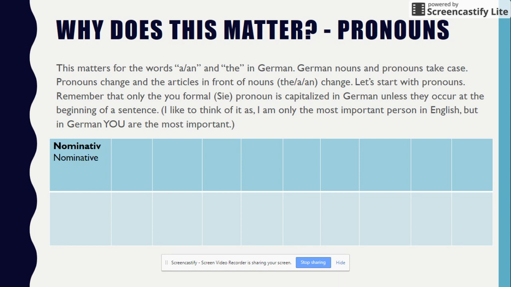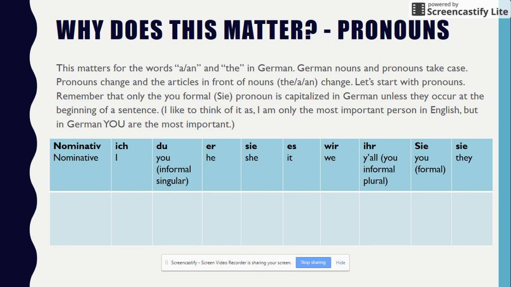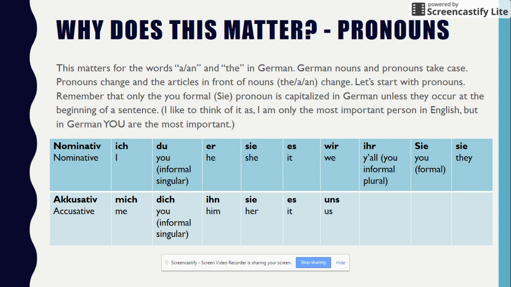You're going to recognize many of the pronouns here because you've been using them, like ich, du, er, sie, es, wir, ihr, sie, and Sie. There are also some changes for accusative. In accusative, we have mich, dich, ihn, sie, es, uns, euch, sie, and Sie. So even sometimes when the pronoun doesn't appear to change in German, the meaning changes.